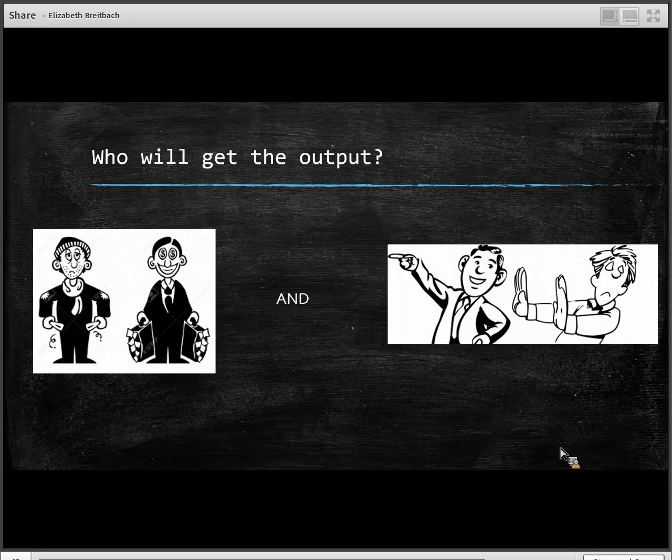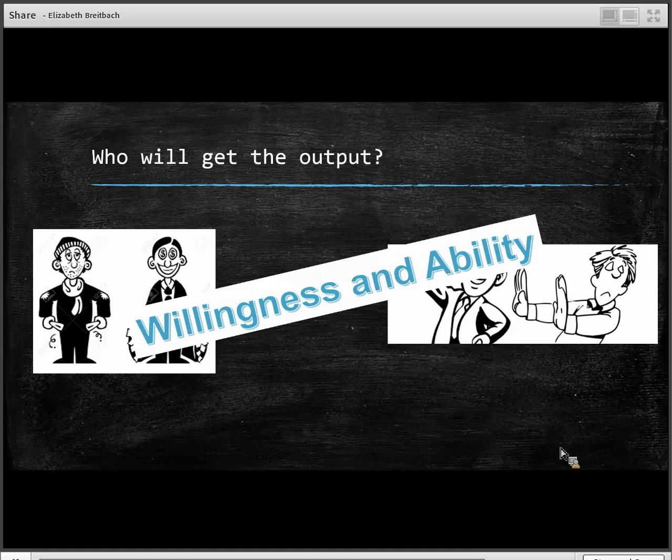The second piece of the puzzle is, do you have the willingness to purchase the product? I might be able to afford to eat sardines every night for supper. I could afford that, but I'm not willing to do that. So I am not the one who gets the output. I don't want the output. So who gets the output? In a market system, you first have to have the ability, the income to purchase the product, but you also have the preference and the willingness to purchase the product.